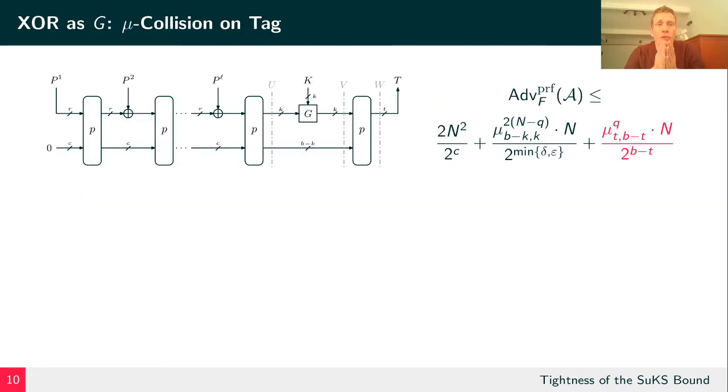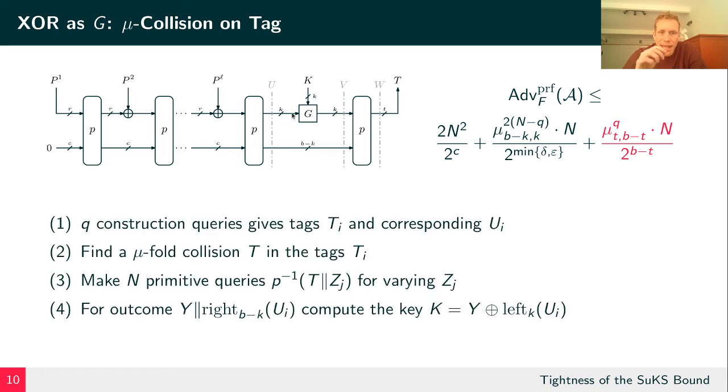Okay, let's start with the first attack. So we take the XOR as G. So this is the picture that we've seen before. This is the bound that we've seen before, with the difference that the last part is highlighted. Now G is an XOR. So you simply XOR the key into the state. And the attack goes as follows.